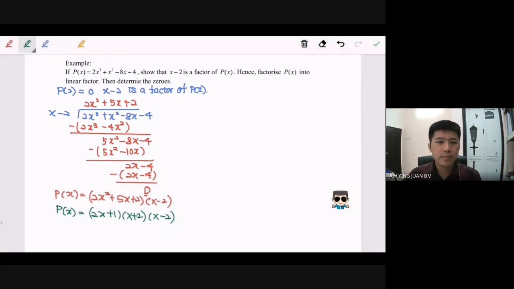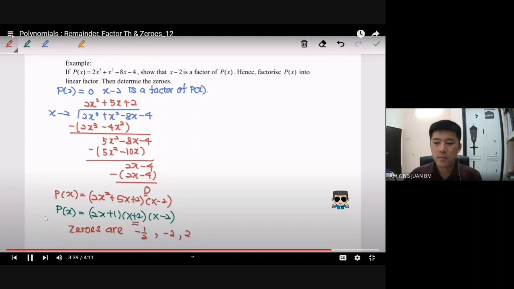Next part, I'm going to determine the zeros. So in here, what are the zeros? The zeros are when P(x) is equal to 0. So my answer will be negative 1 over 2, negative 2, and finally 2.